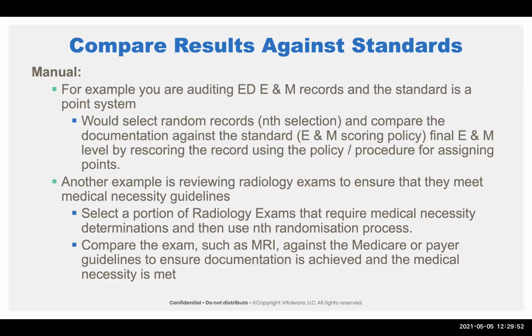Another example is radiology exams. Select a portion of the exams that require medical necessity determinations, and then you use the nth randomization. For example, mammography has a frequency limit. You might want to select a mammography population and check the frequency limit, making sure people are not receiving them more often than they should. You're also checking MRIs against the Medicare payer guidelines to assure the documentation is achieved and medical necessity is met.